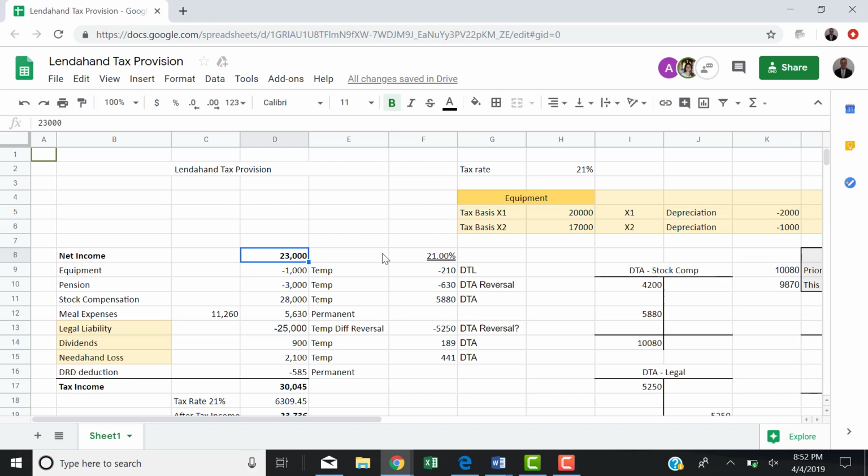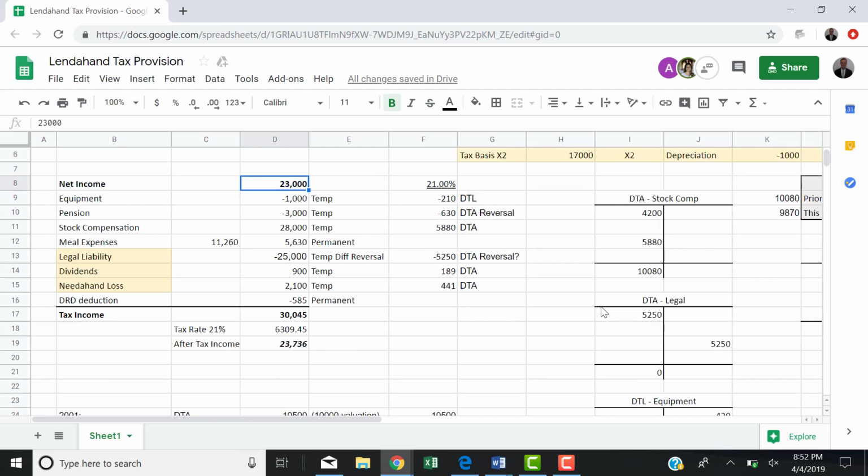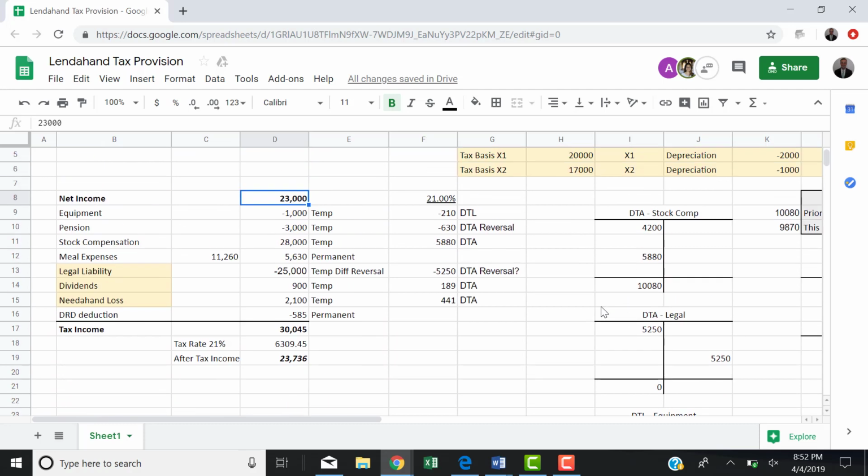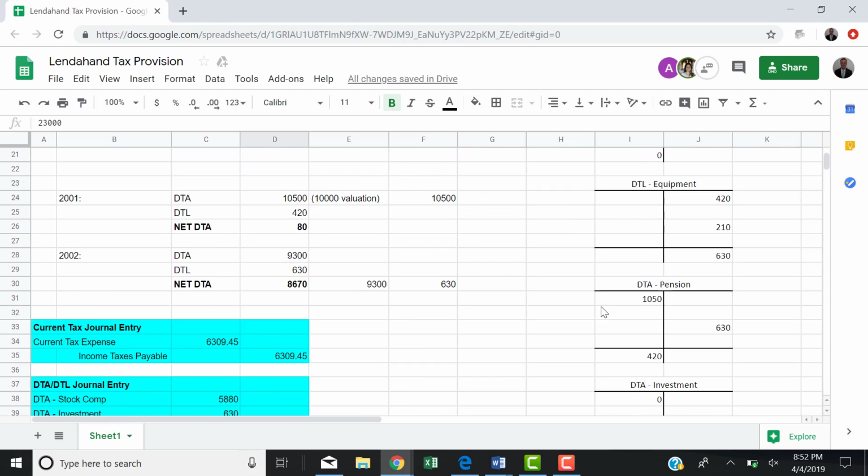So from there, you look at depreciation, and it says that depreciation or the tax basis was 17,000 in 2002 and 20,000 in 2001. So your difference there, you had a DTL. That's what it is. You had a DTL of 420 from last year.